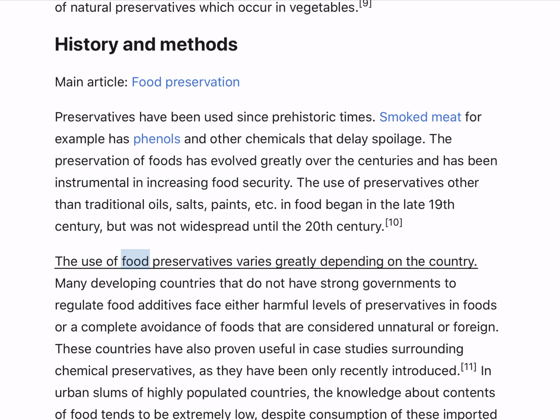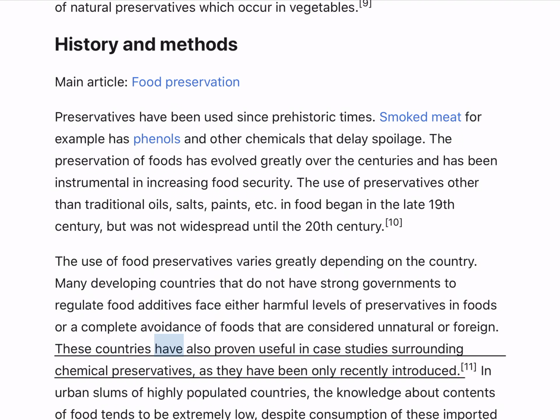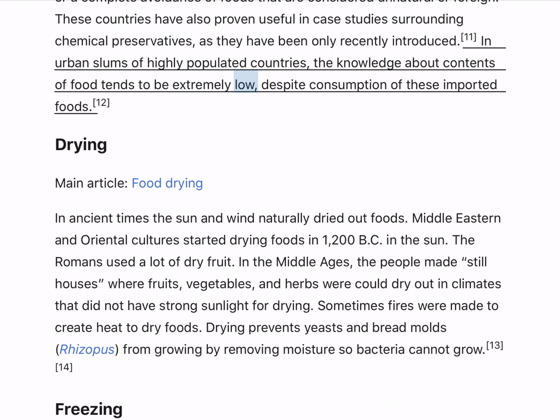The use of food preservatives varies greatly depending on the country. Many developing countries that do not have strong governments to regulate food additives face either harmful levels of preservatives in foods or a complete avoidance of foods that are considered unnatural or foreign. These countries have also proven useful in case studies surrounding chemical preservatives, as they have been only recently introduced. In urban slums of highly populated countries, the knowledge about contents of food tends to be extremely low, despite consumption of these imported foods.